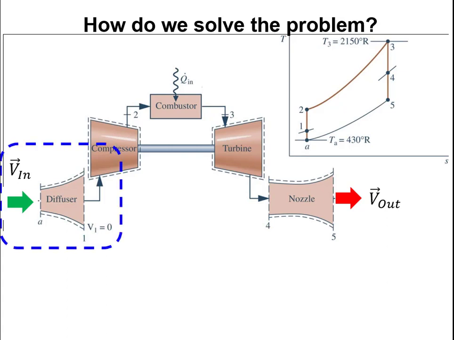So the first component here is our diffuser. The purpose of the diffuser is to maximize H1. So we're going to try to harvest the kinetic energy that's moving into the diffuser to try to increase the enthalpy as much as we can before our fluid gets into the compressor.